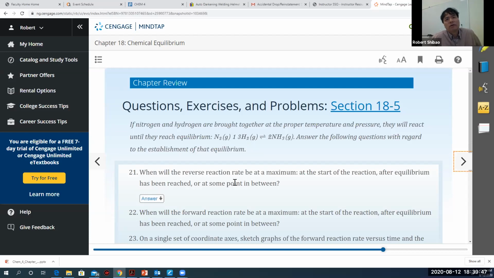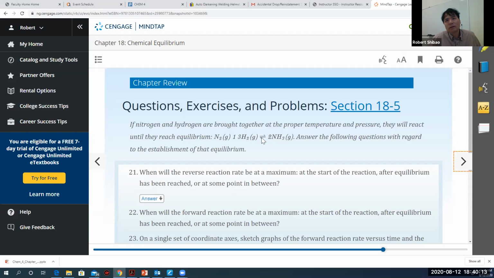21, when will the reverse reaction rate be at a maximum? At the start of the reaction, after equilibrium has been reached, or at some point in between? After equilibrium is reached, because that's when you're going to have the maximum. What's going to happen is you're going to build up the maximum concentration of ammonia. And then as the more ammonia you get, the more reverse reaction you have.